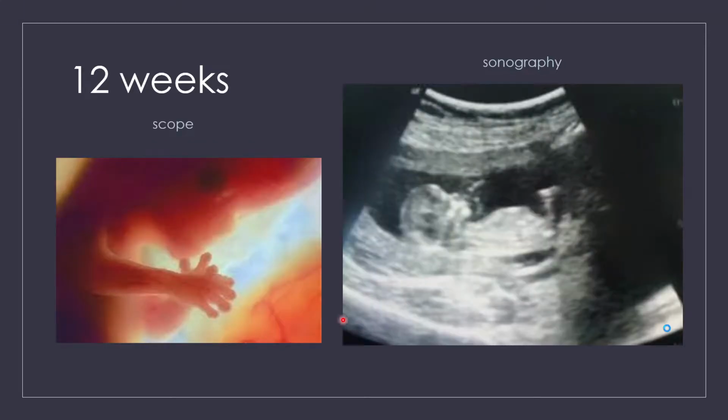Okay, by 12 weeks, notice it's starting to look a lot different, right? It's not looking like that little gummy bear anymore. We can see a good profile there. There's the forehead, the nose, the lips, the chin. That's a little pokey out belly. There's a leg. And then with a scope, we have images where we can see those fingers really well. You can see the vascular structures within the skin.